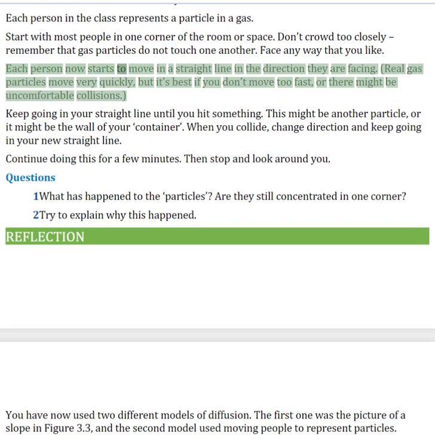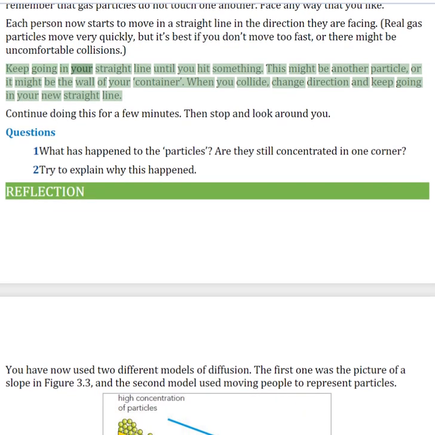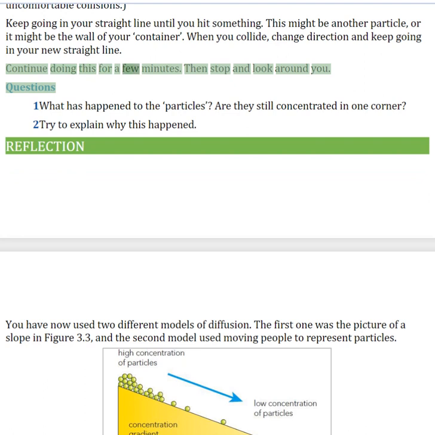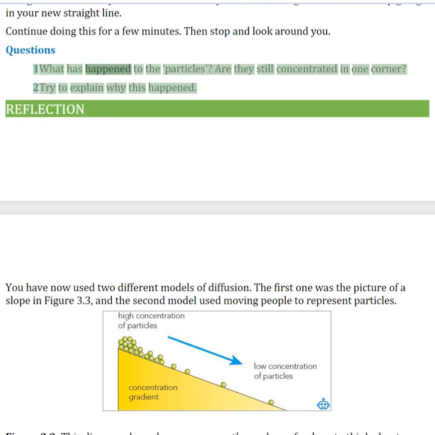Each person now starts to move in a straight line in the direction they are facing. Keep going in your straight line until you hit something. This might be another particle, or it might be the wall of your container. When you collide, change direction and keep going in your new straight line. Continue doing this for a few minutes. Then stop and look around you. Questions. 1. What has happened to the particles? Are they still concentrated in one corner? 2. Try to explain why this happened.